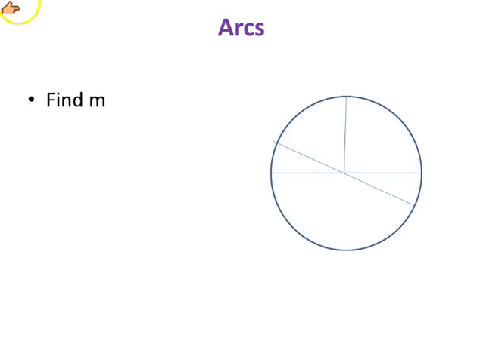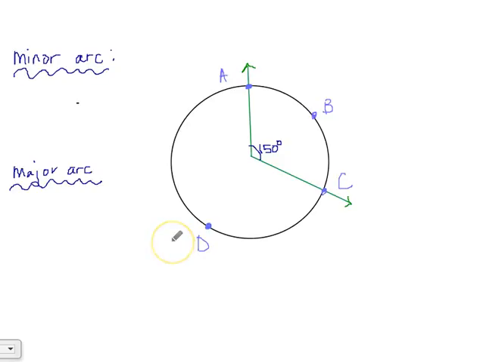All right, so let's make sure we have these ideas down about naming minor arcs and major arcs. What would you name the minor arc here? I've got an angle drawn in, and we'll call this point O. We've got angle AOC in this circle. What would we name the minor arc? Which one is the minor arc?